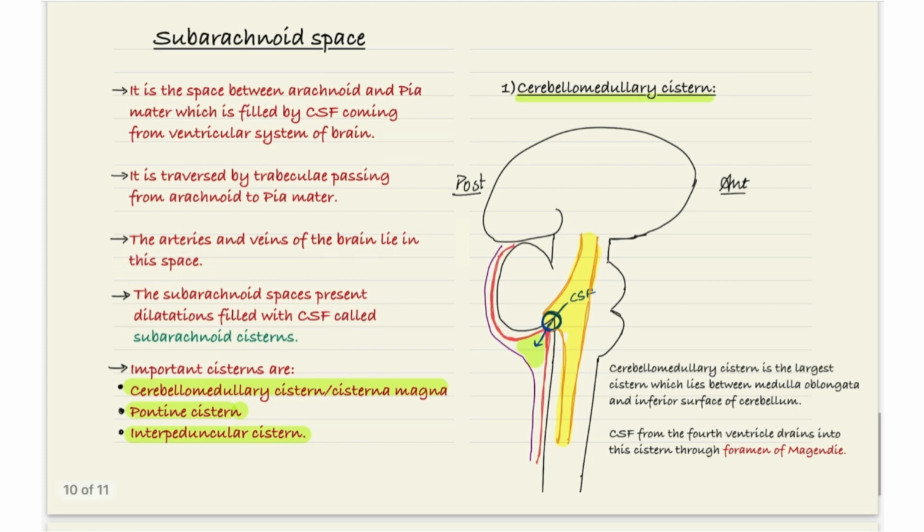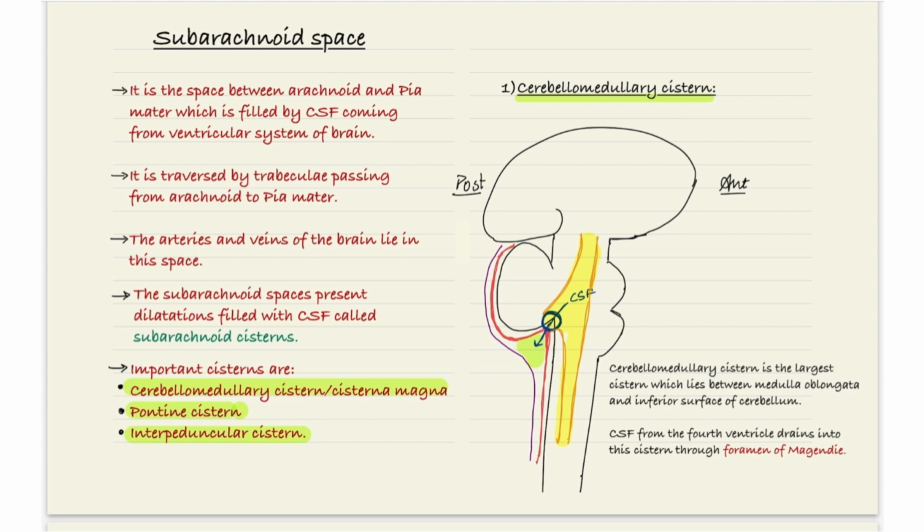The subarachnoid space presents dilatations filled with CSF called the subarachnoid cisterns. The three important cisterns are the cerebellomedullary cistern, also known as cisterna magna, the pontine cistern, and the interpeduncular cistern. First, the cerebellomedullary cistern or the cisterna magna.